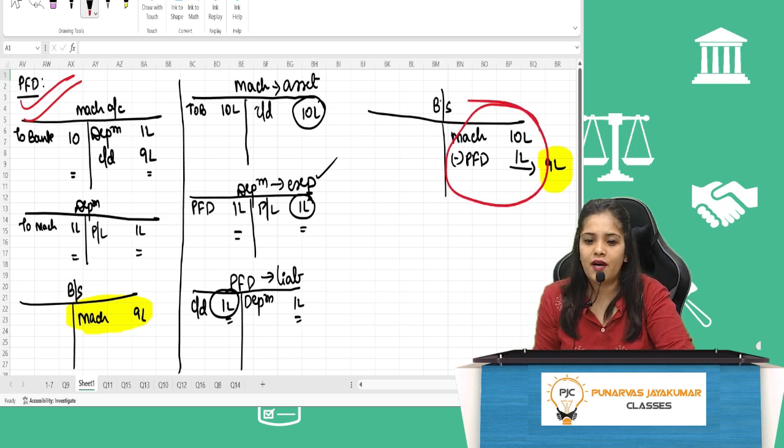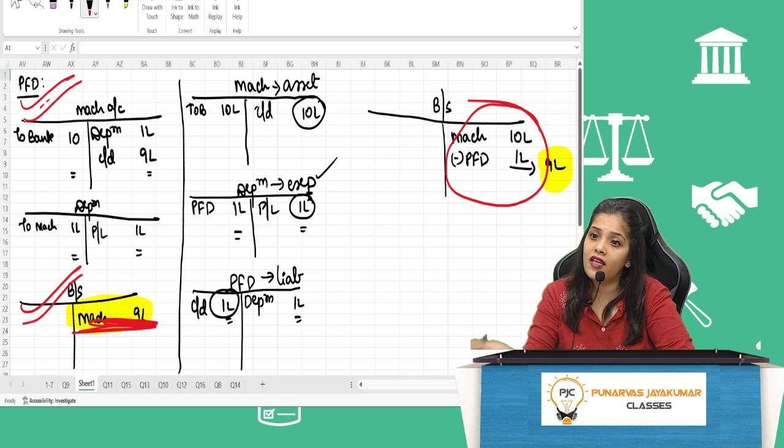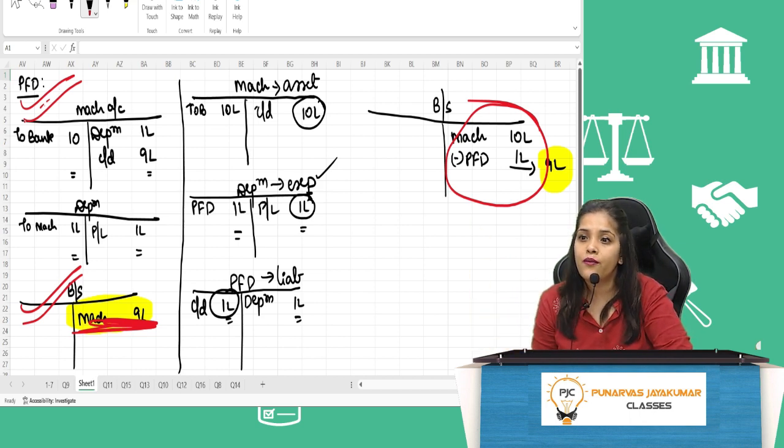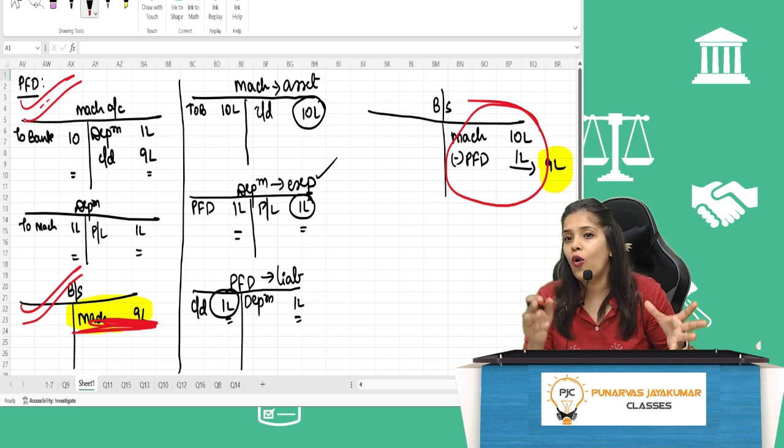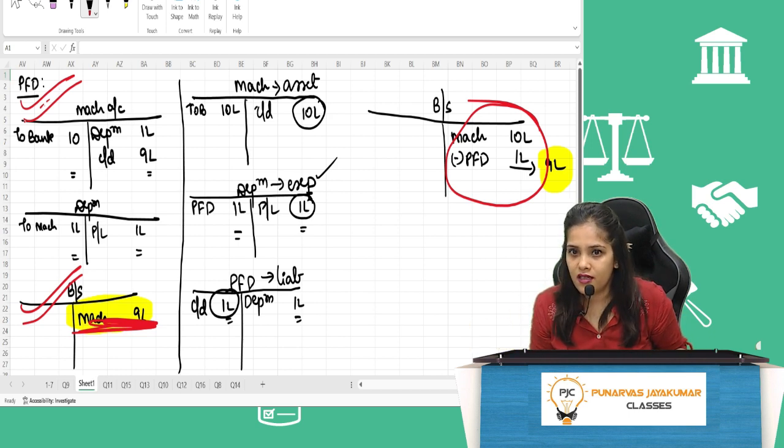Correct? No. Iska matlab they have done this. This is how it is appearing, right, in the balance sheet. Iska matlab they have done way 1. In the adjustment, they have given us provision ka opening and closing.